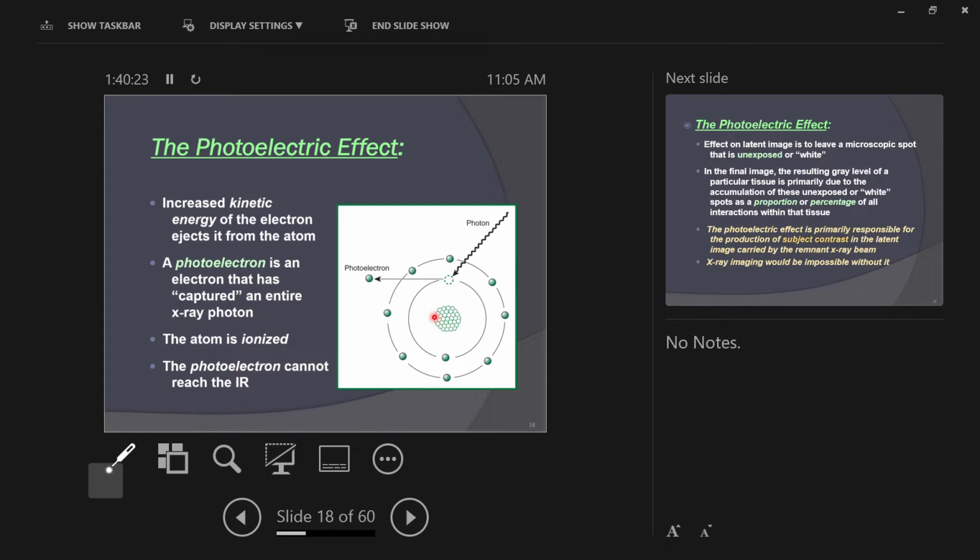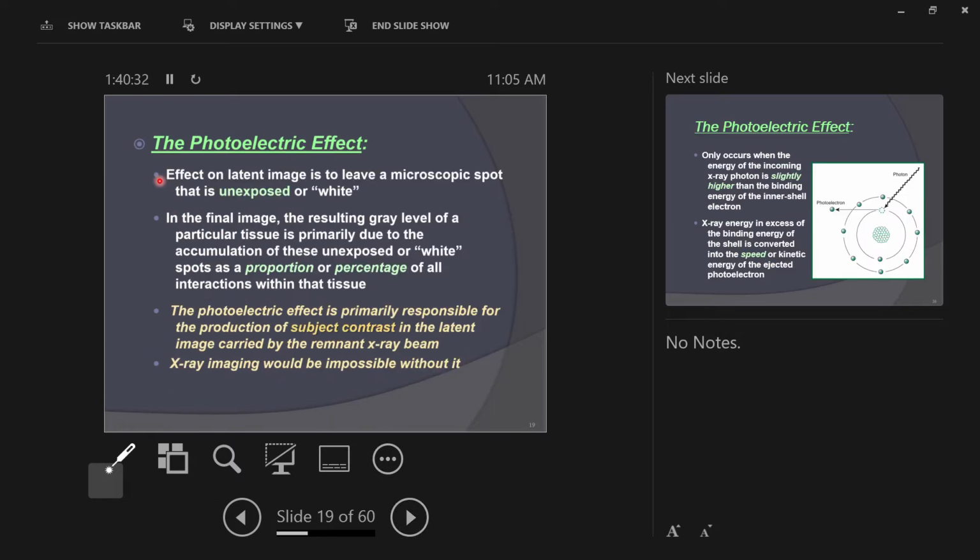The second most important part of this is this photoelectron cannot reach the image receptor. Okay? That means that the spot where this happens in the body leaves a microscopic spot where no X-rays are going to hit the receptor. This accounts for the white on your images. This is where the white comes from on X-rays, the bones and things like that. Your subject contrast, the grayscale that you get to see, is primarily this photoelectric effect is what is primarily responsible for giving you that.